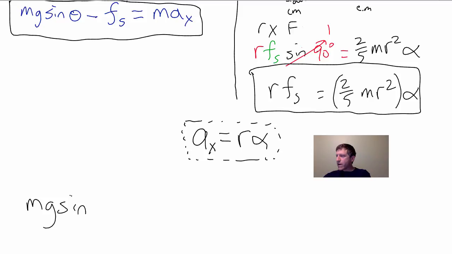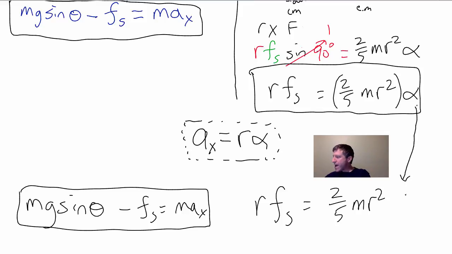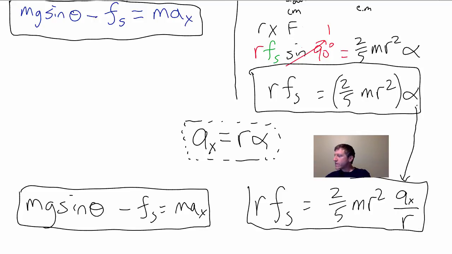So when we use that, what we're going to end up with is these 2 equations: mg sine theta minus Fs equals max, and R times Fs equals 2/5 mr squared. I'm going to substitute for alpha, and this is something you almost do every single time. Instead of alpha here, I'm going to put in ax over R. So that gets rid of one of those unknown variables, and then we can solve this simultaneously.